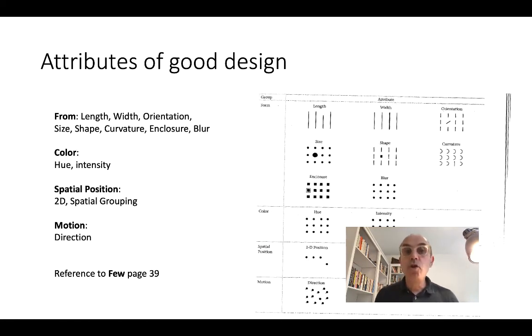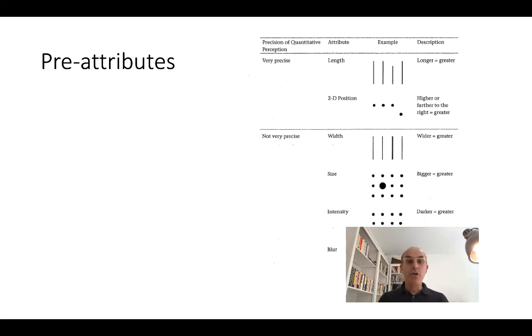So attributes of good design: the form, the color, and the motion, and that's from our textbook in page 36 or 39. And again, the length, the width, the orientation, the size, the shape, the blur, and everything else that goes on into the design itself is part of the terminology in order for us to create a great design, a great visualization that captures the data.